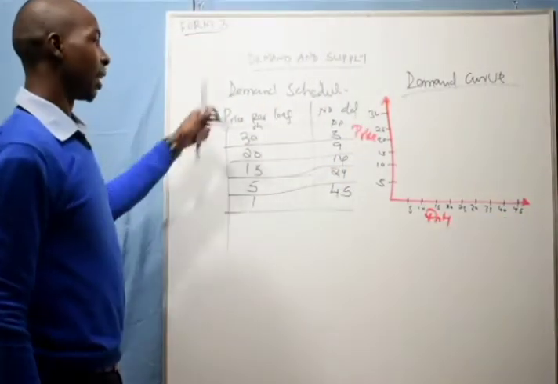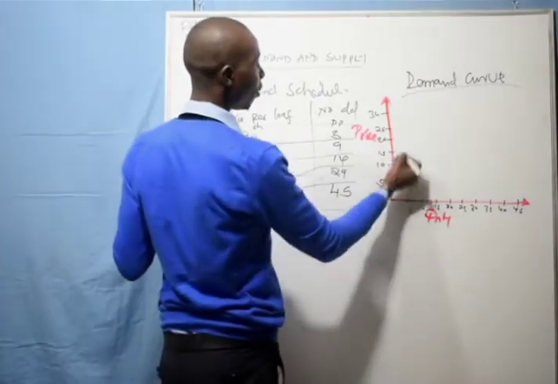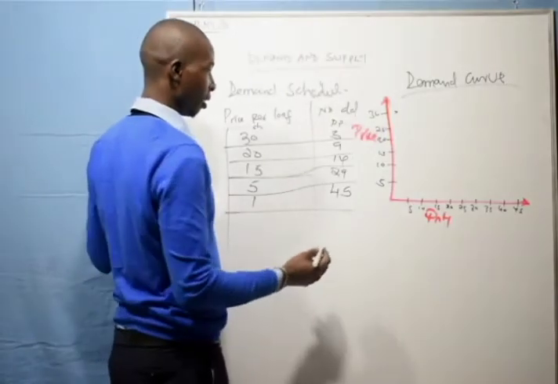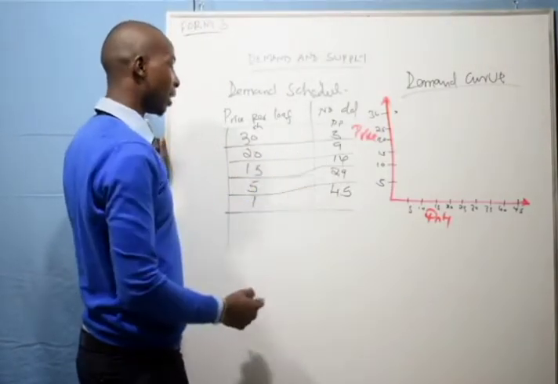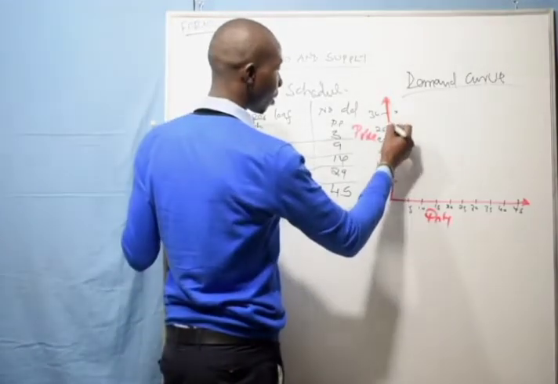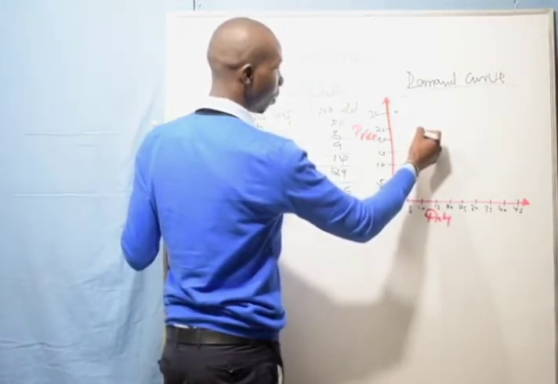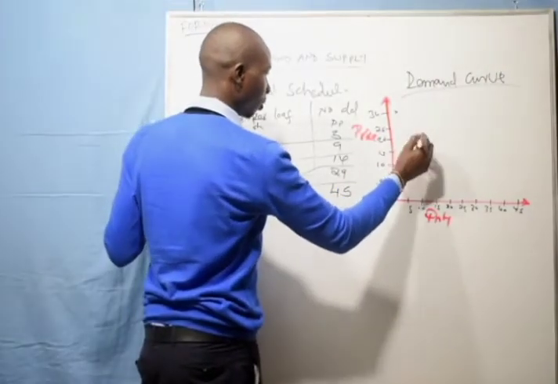So let's see. 30. How many people will want it? Only 3. 3 is below 5. So average it is there. And when the price was 20, how many people wanted it? 9. 9 is close to 10. So 20 is here. We go to 9, 9 is around here. So you plot it somewhere there. Okay, it is 20, not 25.